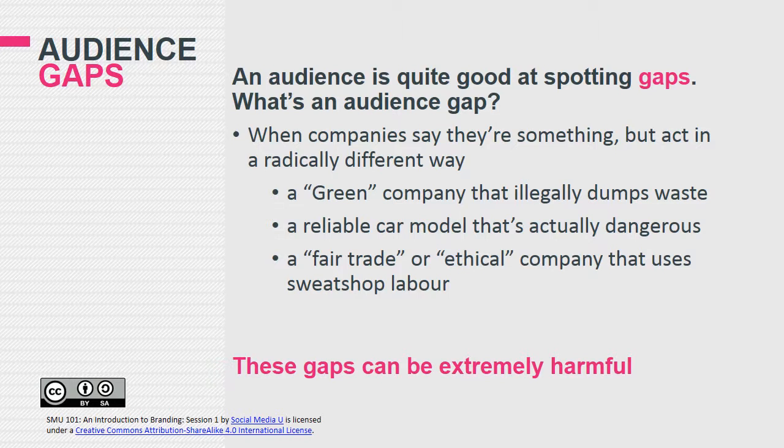A last example would be a fair trade or ethical company that uses sweatshop labor. For instance, in 2007, the Gap clothing company was caught using cheap child labor in India, which not only severely damaged the credibility of its ethical image, it prompted a fall in its stock market share price.